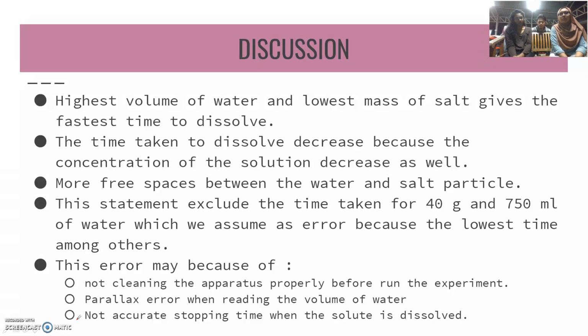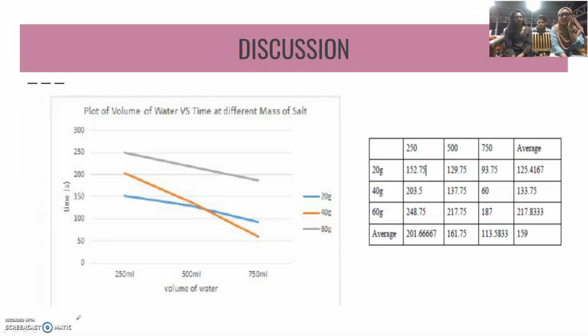This error might happen because of not cleaning the apparatus properly before running the experiment, parallax error when reading the volume of water, and not being accurate when stopping the time. So this is our graph. You can see the red line for the 750 milliliter is the lowest time. This is an error that happened while we were doing our experiment.